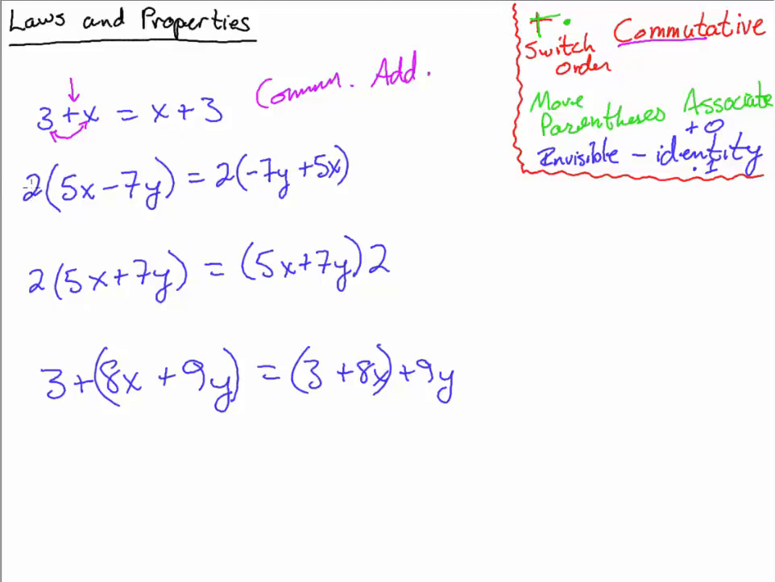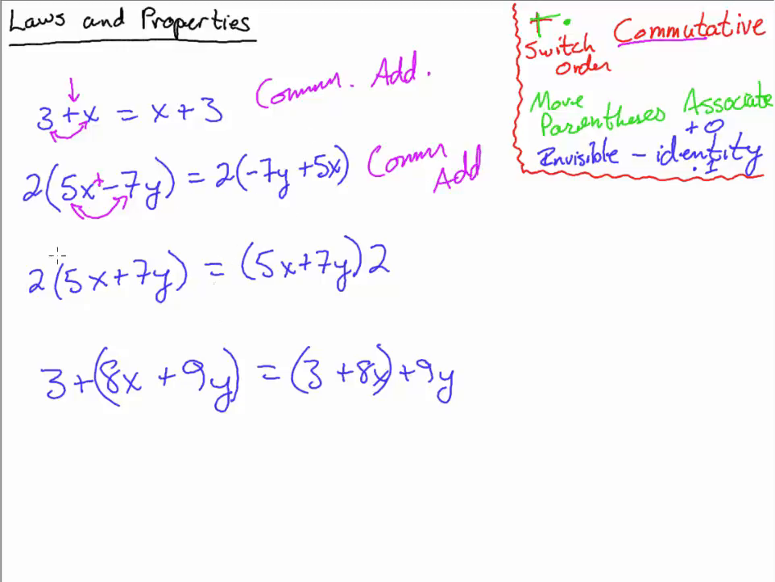Let's look at this one. 2 parentheses 5x minus 7y equals 2 parentheses negative 7y plus 5x. What happened there? Did they move the parentheses? Nope. They have parentheses, but it's not the associative property because they didn't move the parentheses. What they did, they switched the order, imagining that as a plus a negative 7y. So they moved them around. Again, commutative property of addition. You can switch order if you view it as a plus sign.